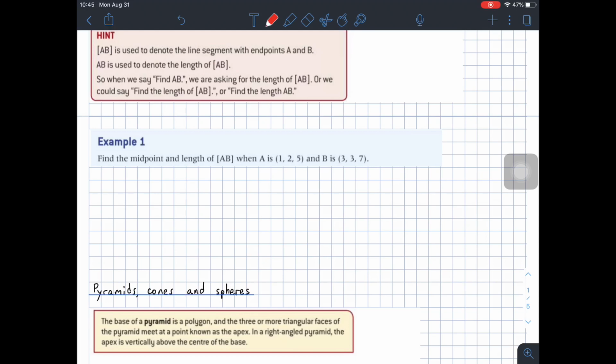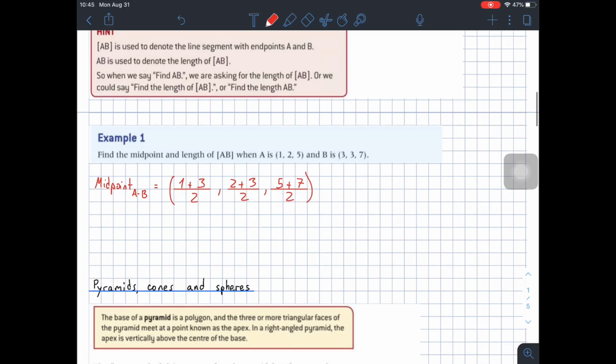Okay, so let's see this short example just to remember this concept. It says find the midpoint and length of the segment AB when A has these coordinates x, y, z, and B has these coordinates x, y, z. First of all, we want to find the midpoint. We could write it like this, between A and B, and this is given by the average between the coordinates. The x coordinate would be 1 plus 3 divided by 2, comma. The y coordinate would be 2 plus 3 divided by 2, comma, and the z coordinate would be 5 plus 7 divided by 2.